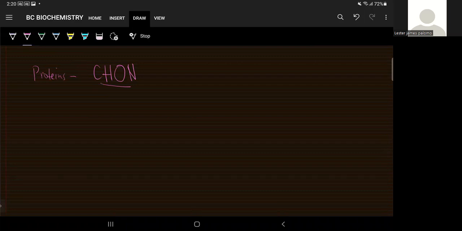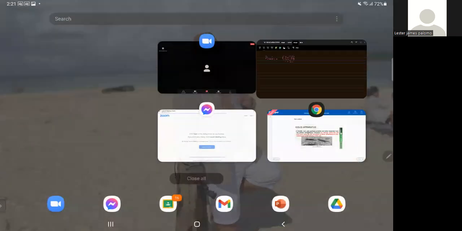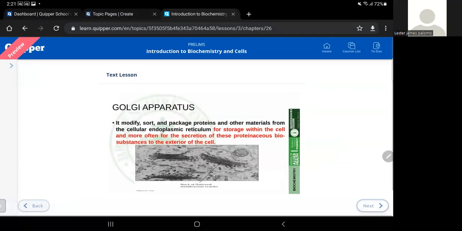After packing, proteins are stored in different parts of the cell or in different parts of the body. So that is your proteins, in connection to your Golgi apparatus.